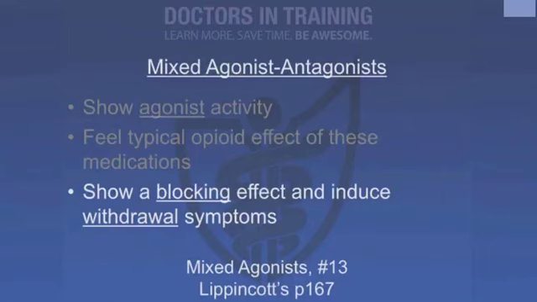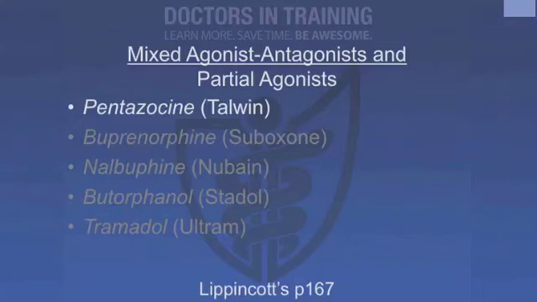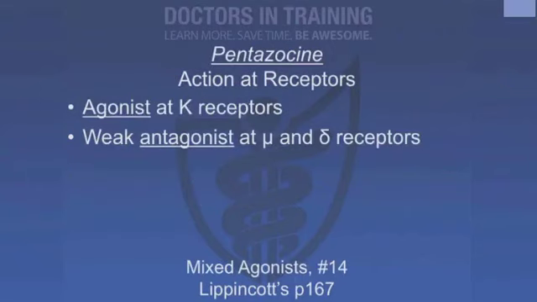So someone who's not on medications chronically, they'll feel the analgesia. It'll be a positive thing for them. If someone comes in and they've been taking opioids like crazy and they take these, it's going to block them and they're going to have potential withdrawal symptoms. So big deal. The first one we're going to talk about is pentazocine, and this is also called Talwin. This is a kappa agonist and a weak antagonist at the mu receptor and also at the delta receptor. So agonist at kappa, weak antagonist at mu and delta.